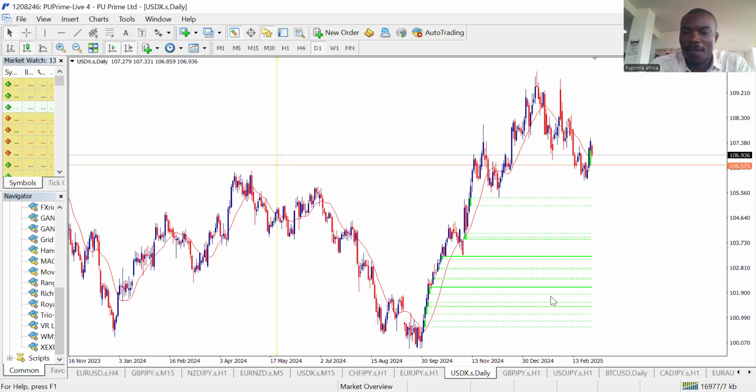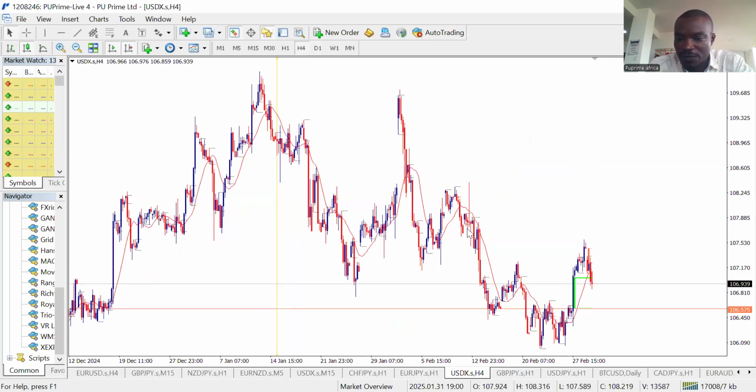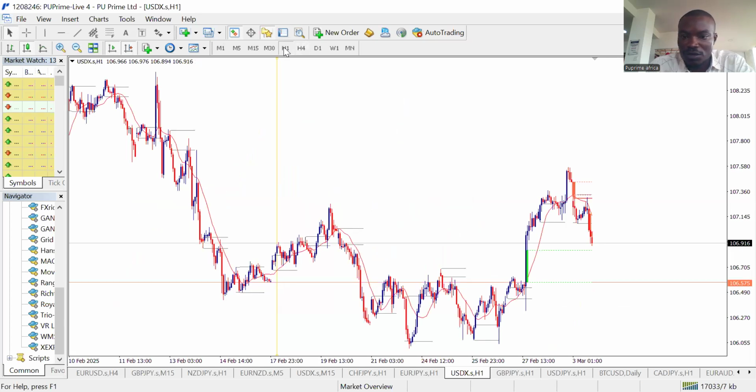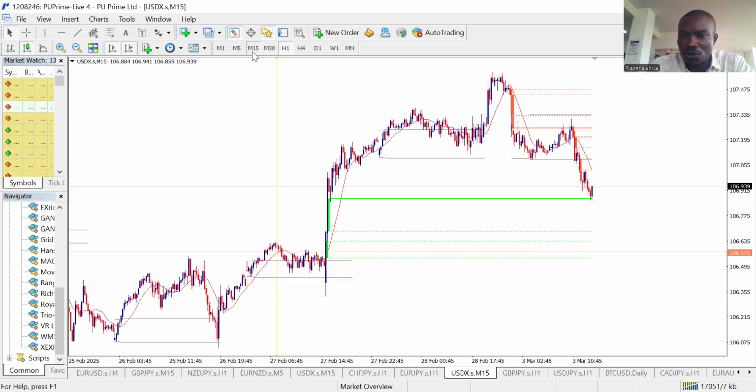So what I'm looking towards, I'm still looking towards a retracement on dollar indices, probably up to 106.575 region, right? I'm looking forward to a retracement up to that level, 106.575 region. So let's see what will happen at that level, okay? So a retracement could be the market moving to the upside before falling.